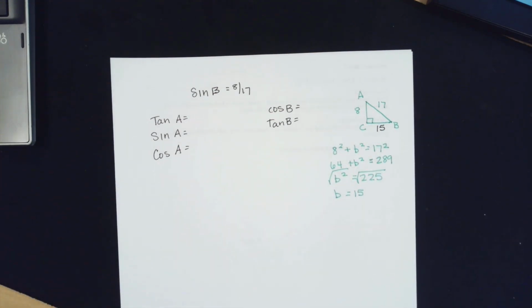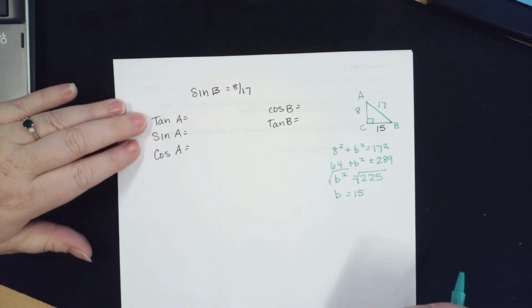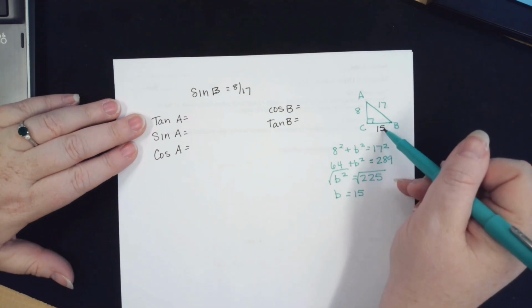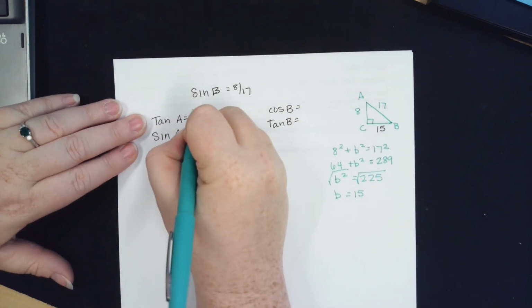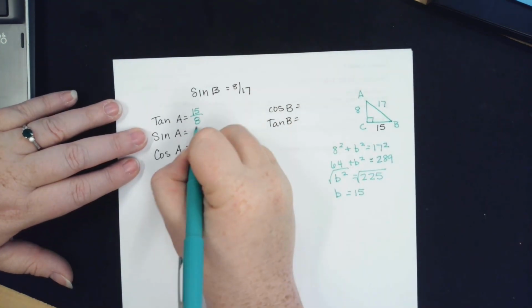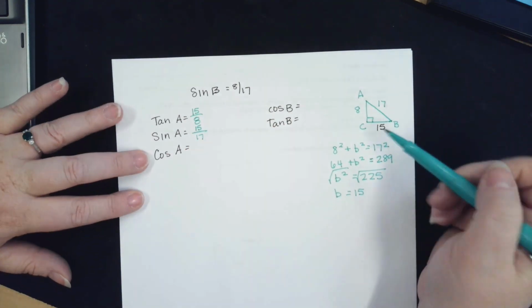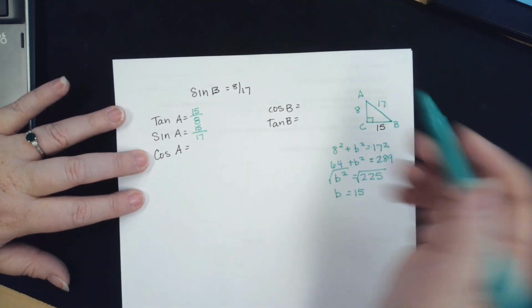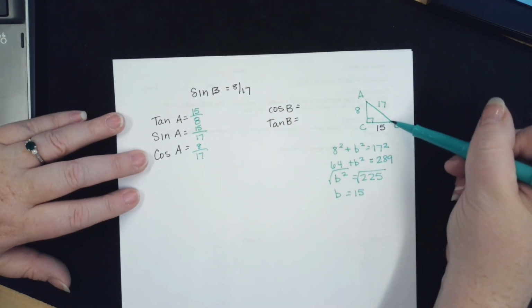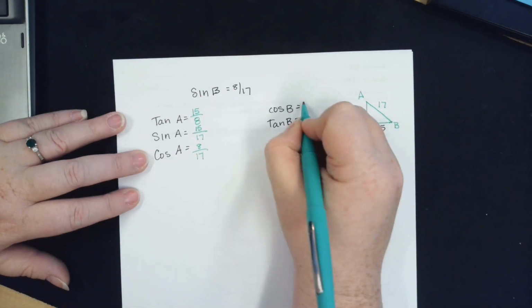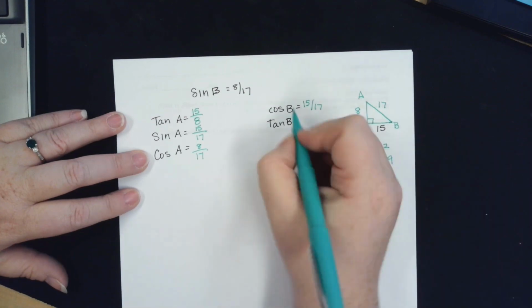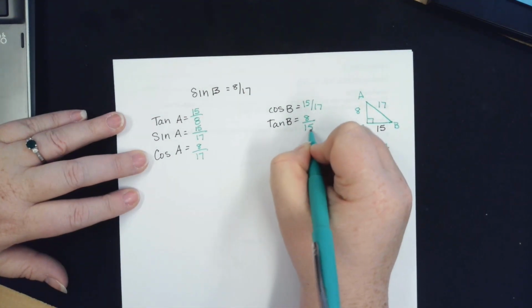Now let's go through and find all of our ratios. Tangent is opposite over adjacent, and we're looking from angle A, so 15 over 8. Sine of A, opposite over hypotenuse, 15 over 17. Cosine of A is adjacent over hypotenuse, 8 over 17. Cosine of B is adjacent over hypotenuse, 15 over 17. And tangent of B is opposite over adjacent, 8 over 15.